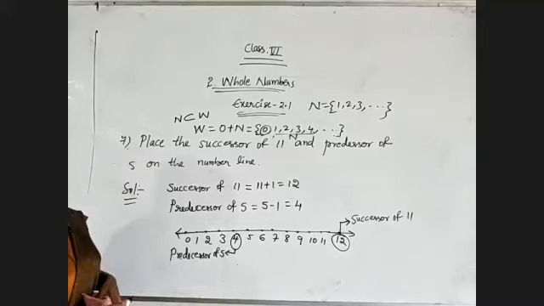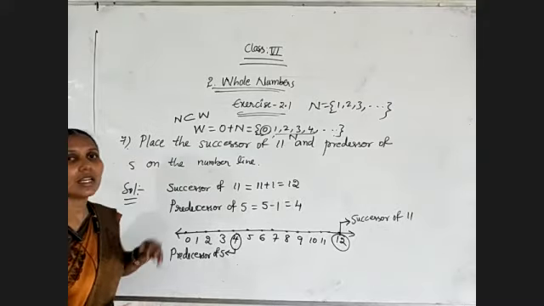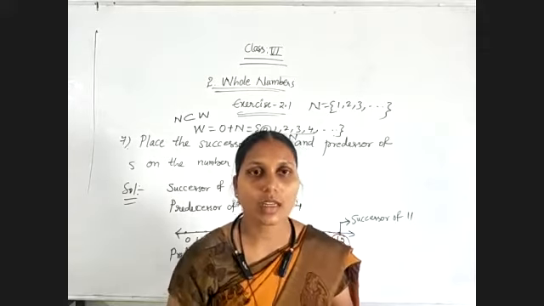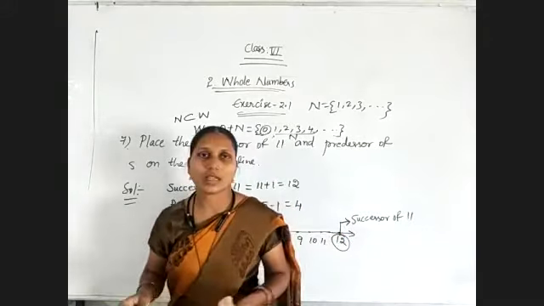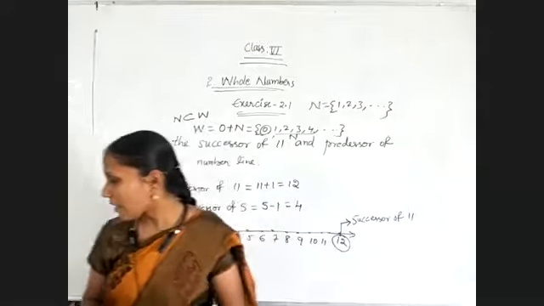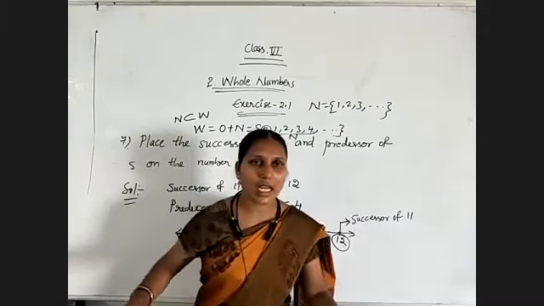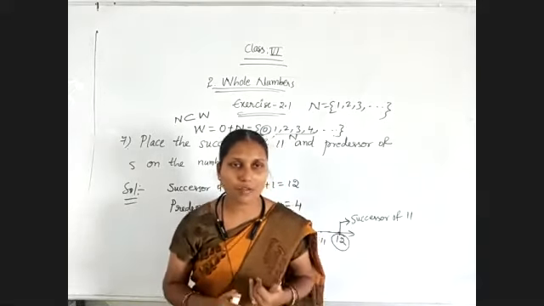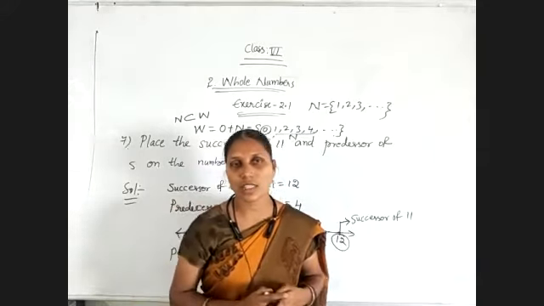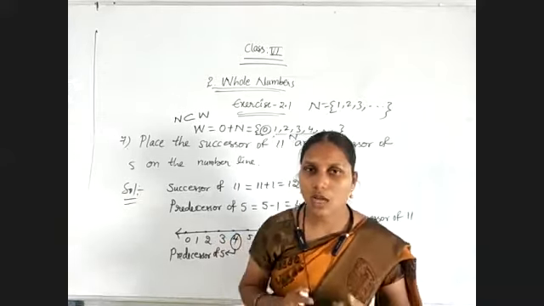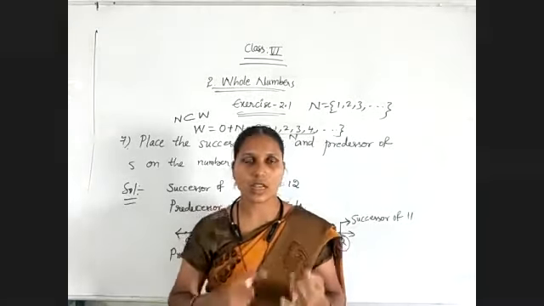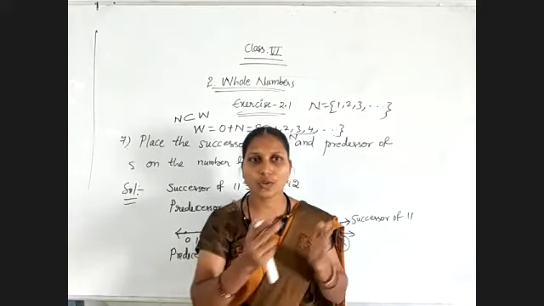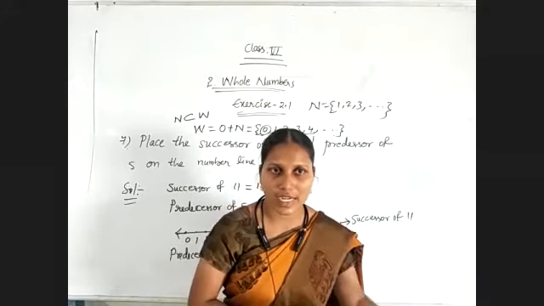Coming to the next topic, representation of whole numbers on the number line. When we are writing the numbers on the number line, always greater values lie on the right side and lesser values lie on the left side. We can perform addition, subtraction, multiplication, and division on the number line also. When we are adding any number on the number line, we have to move forward, that is, move to the right side.